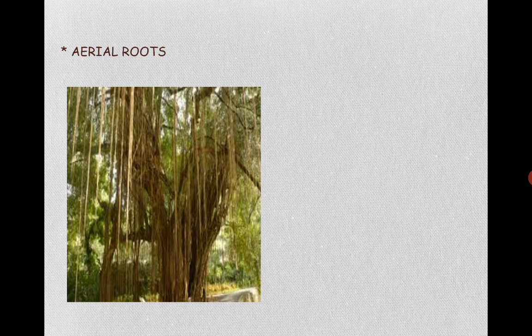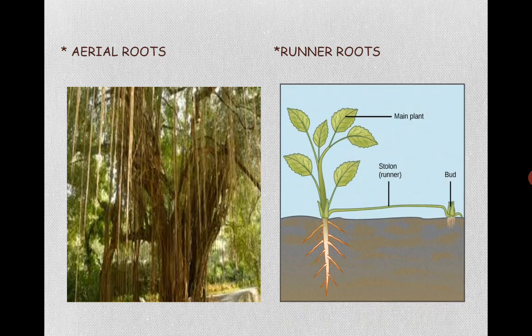The next type of adventitious roots is the runner root. As you observe in this picture, in runner root, a part of the root moves to another place and forms a new plant there. These two plants stay connected to each other.